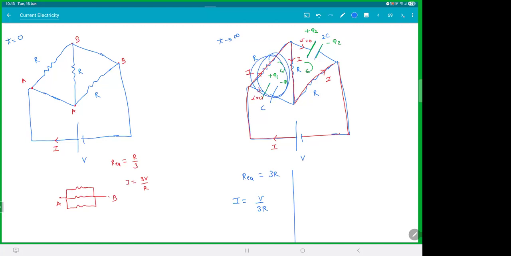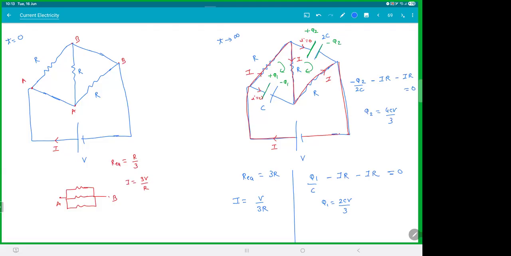So I will go through the Q1 there. I'm going anti-clockwise; you go in any direction. So I'll go from minus Q1. So that is Q1 by C minus I into R minus I into R is equal to 0. So Q1 is 2CV by 3. Yeah, you're done. And what about the other guy? I'll go in that loop. So Q2 by 2C minus IR is equal to 0. Q2 is 4CV by 3. I think some of you got the same thing. Do check your answers.